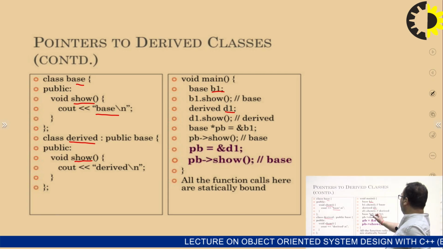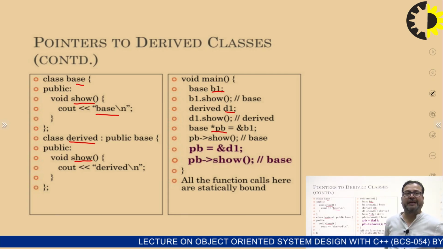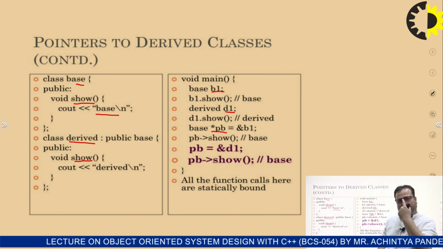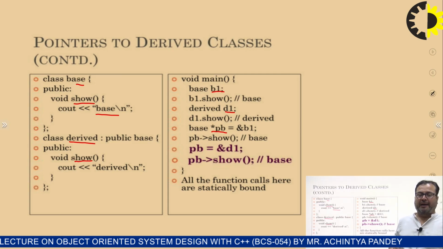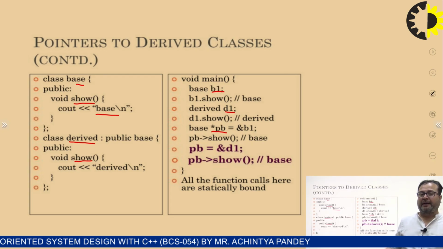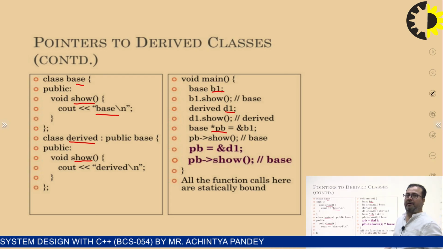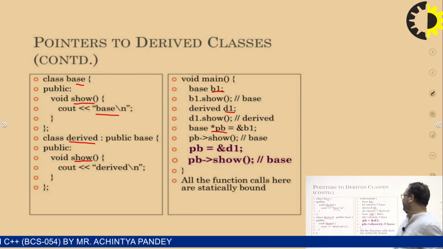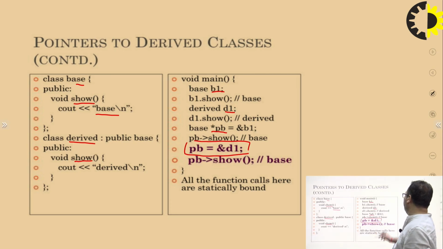Now we are going to create a base class pointer whose name is PB. The base class pointer would have the address of a base class object. In addition to that, the base class pointer has the capability to hold the address of a derived class object and of all subsequent child classes derived from the base class. So this one is perfectly valid: PB equal to address of D1, where D1 is the derived class object. Let's see this code.